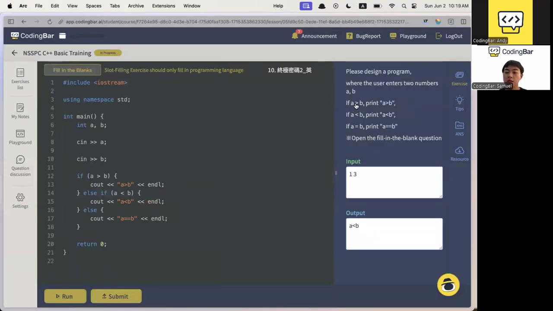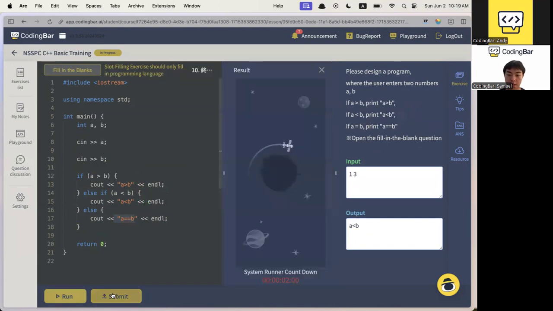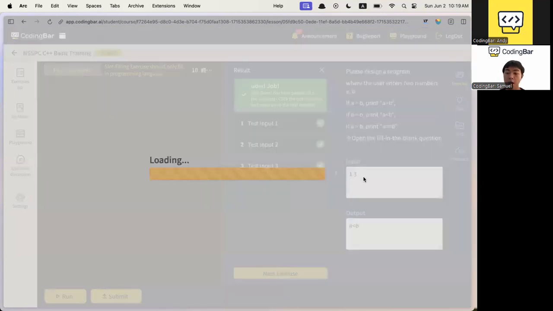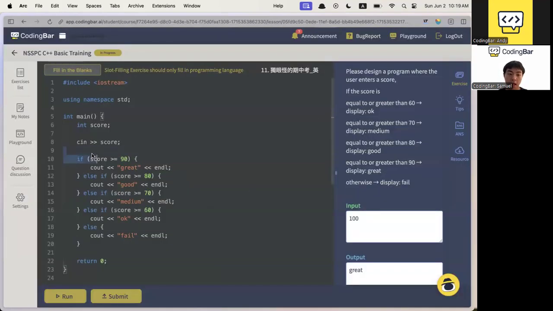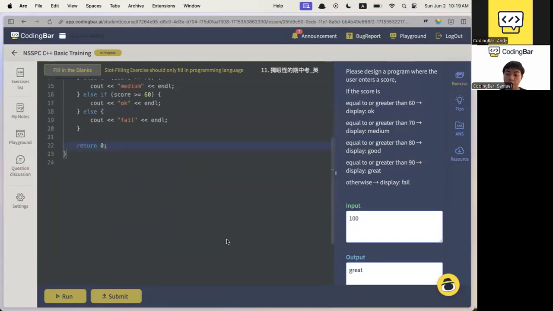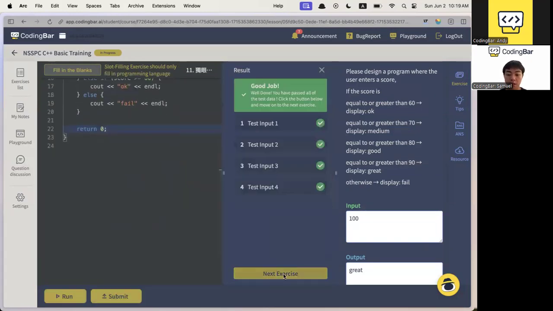So this is telling that if a greater than b, print a greater than b. Else if a lesser than b, print a lesser than b. Otherwise, a equal b. So we do exactly the same and pass the test case. And also there's this. Okay, we'll cover more on this in the next lecture.